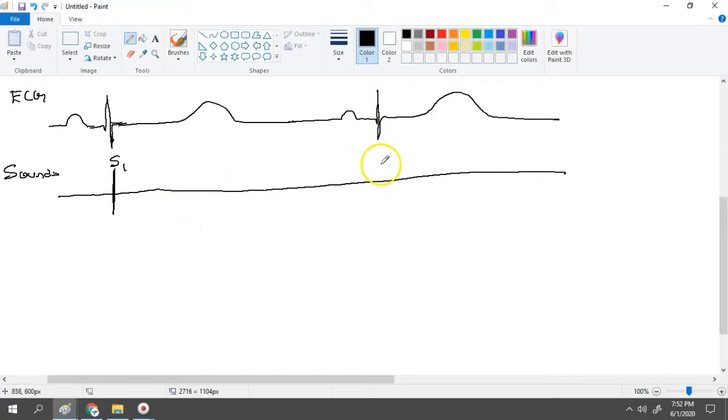Okay, so where you have the S1, you will have it at the QRS complex, right? So without looking at the ECG, you can say that it is probably the QRS that is happening in the patient's heart when you hear the S1. Similarly, what is the S2? It is the closure of the aortic valve. When does the aortic valve close? When the pressure in the aorta is lesser than the pressure in the ventricle. That is possible only when the ventricle is relaxing.